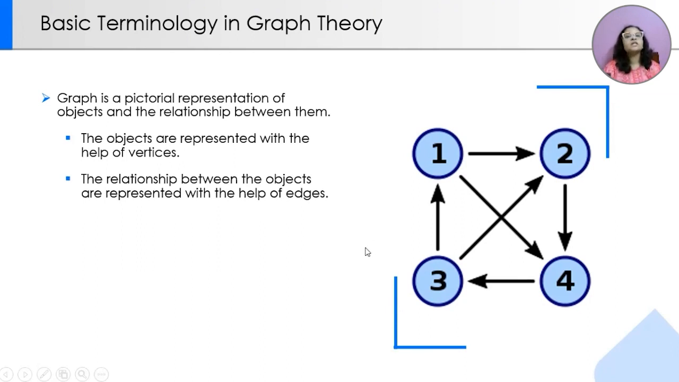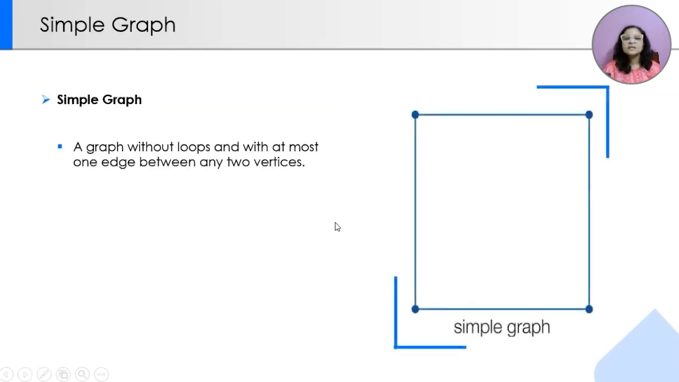Now moving on to different kinds of graphs. The first one is a simple graph. What is the definition of a simple graph? A graph without loops and with at most one edge between any two vertices. As you can see in the image provided for your consultation, there are no loops between any vertices. And you can also see that each vertex is connected to another vertex using only one edge. At most, there is only one edge and not more than one. So this is a simple graph.